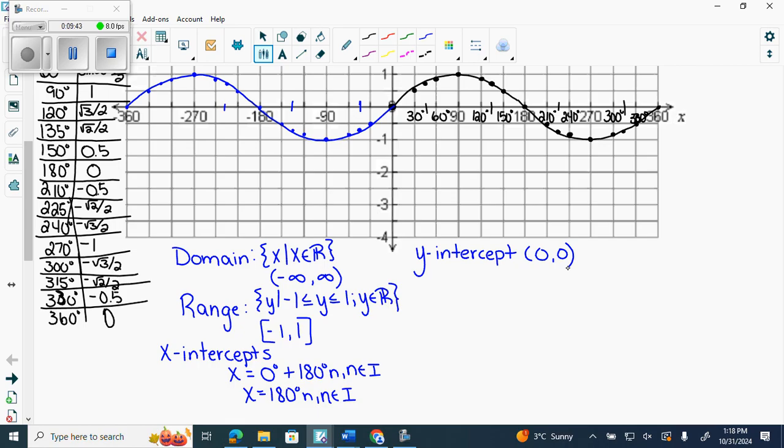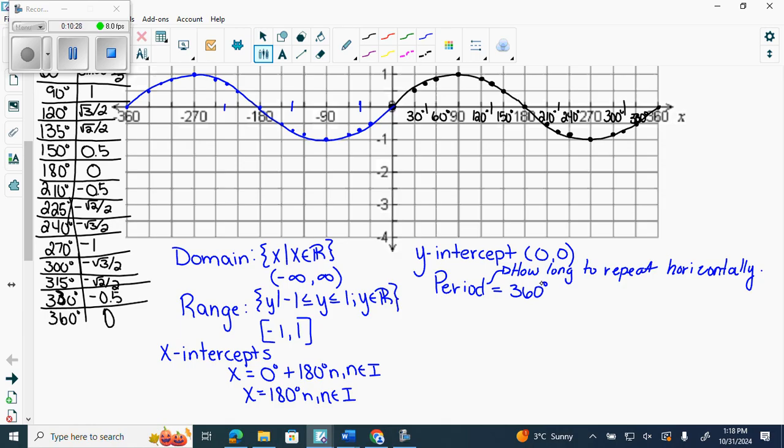All right. So we have to talk about some new definitions. One of them is period. The period is how long it takes to repeat itself horizontally. So how long did this graph take to repeat itself horizontally? 360 degrees. If the x-axis was in radians, what would it be? 2 pi. So the period equals 360 degrees for this particular graph.